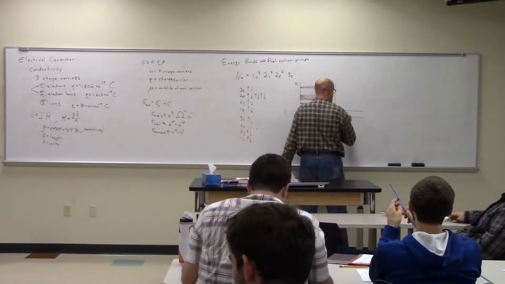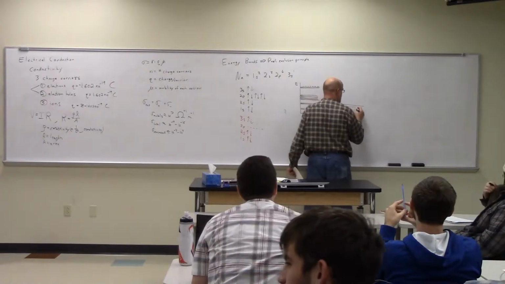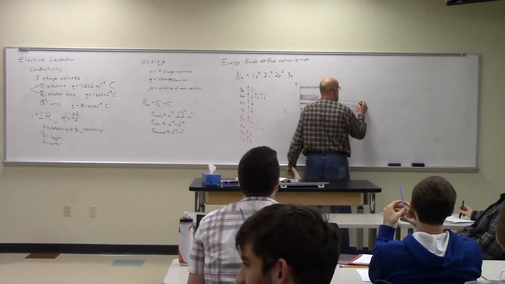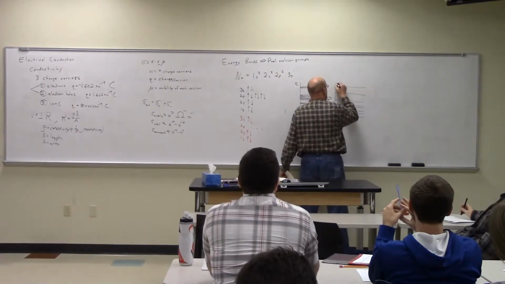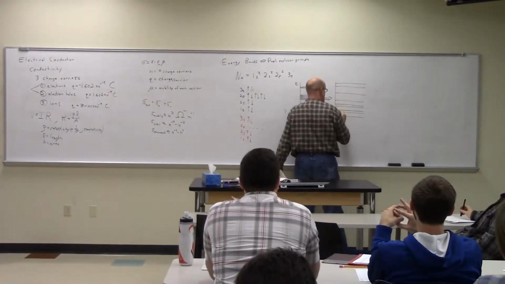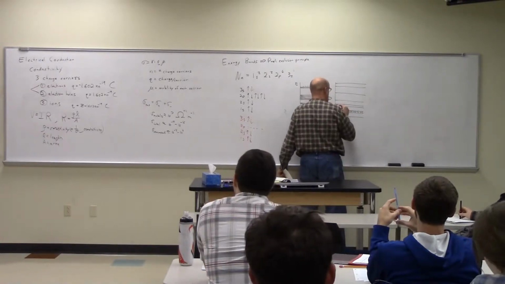Caught on camera. So what we really end up with when we have those billions and billions of electrons is something that looks like this. I'm making this much wider than it needs to be, I don't know why. We have what essentially are quasi-continuous bands of energy.